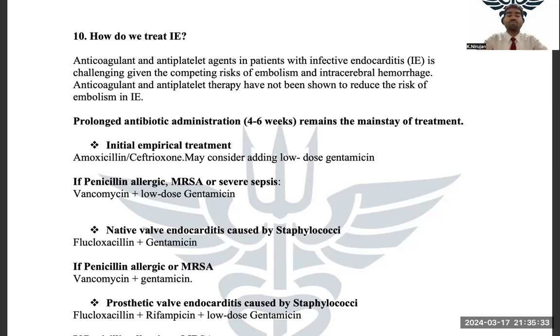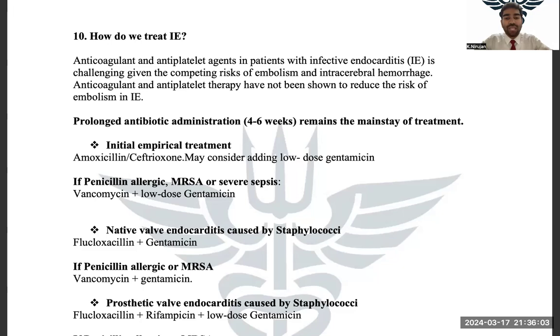Empirical treatment. So native valve empirical treatment is with amoxicillin, but in the ward setting in NHSL or the other hospitals, you would have noticed that we use ceftriaxone. But you may consider adding low dose gentamicin. And if the patient is penicillin allergic or MRSA or severe sepsis, you might start the patient on vancomycin and low dose gentamicin. And if the valve is prosthetic, again you go for the vancomycin and low dose gentamicin combination.